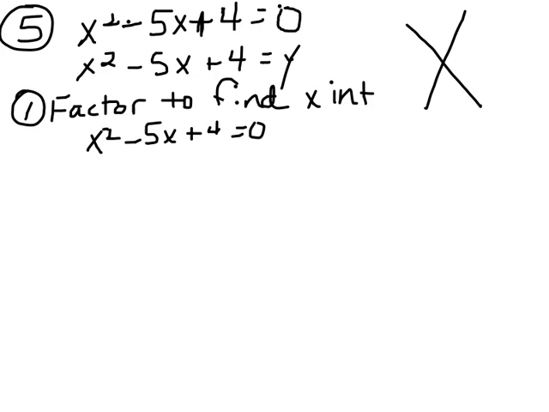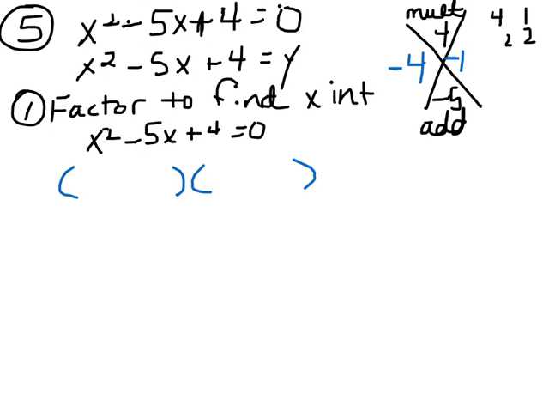Isn't this: I'm trying to multiply to get 4, and I'm trying to add to get negative 5? If you think about 4, the only ways to get it are 4 and 1, and 2 and 2. But if I have a negative 5, I know that 4 and 1 will add up to 5, right? If I need a negative 5, negative 4 and negative 1 would work, right? What's negative 4 times negative 1? 4. That's what I needed. So I wanted to factor this as x minus 4 and x minus 1 equals 0.